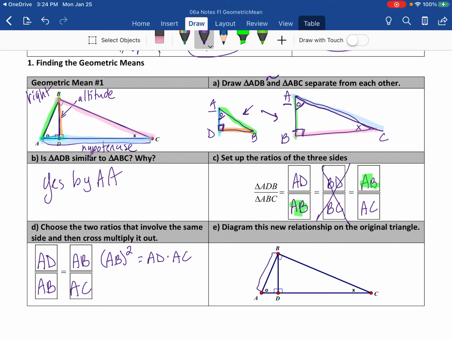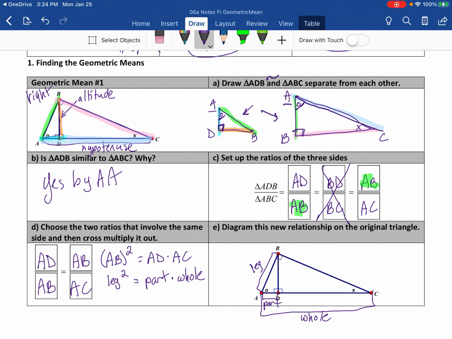So it's AB squared. So I'm going to say leg squared, whenever we talk about leg and hypotenuse, it's always the biggest triangle, is equal to AD. Well, that's going to be part of my hypotenuse times AC, which is my whole hypotenuse. So this is the way I like to do this. For any right triangle that's drawn, I know leg squared is equal to part of my hypotenuse times my whole hypotenuse.